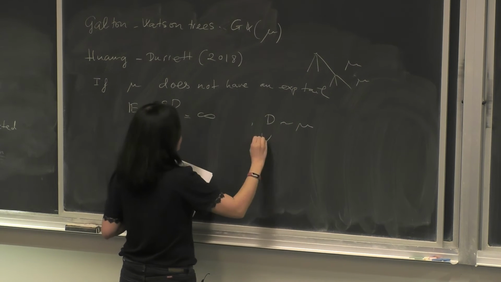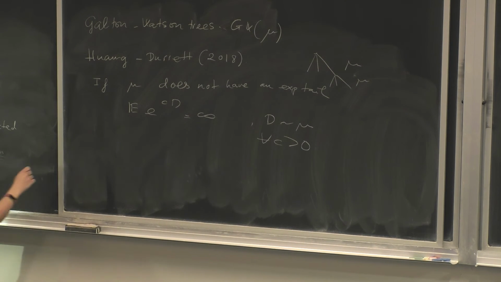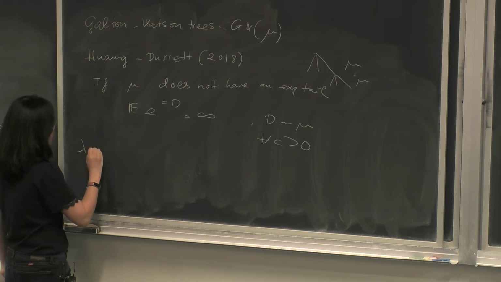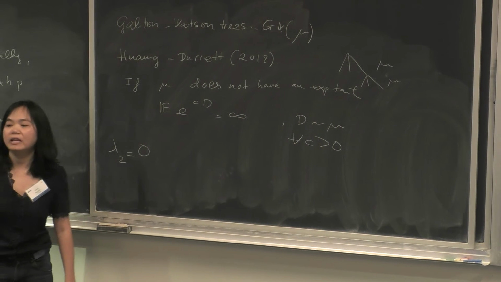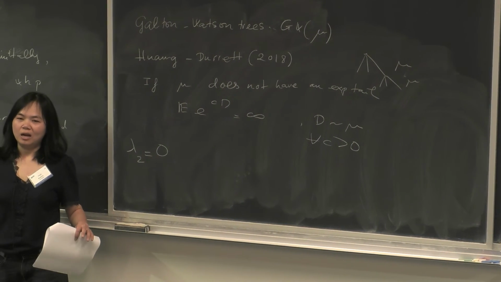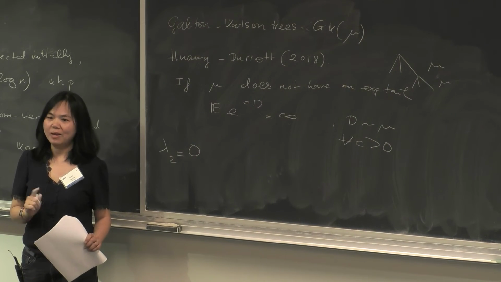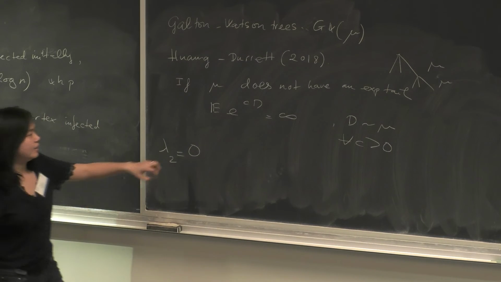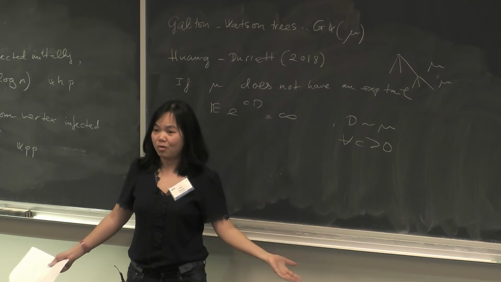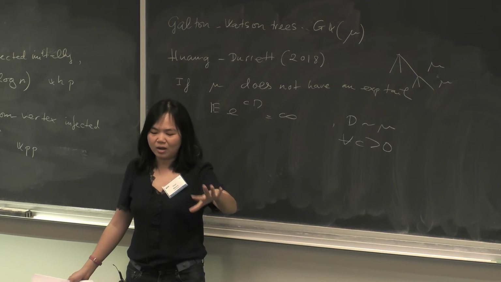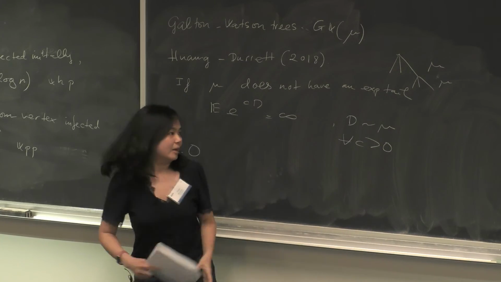And if this is infinity for every c greater than 0, we say that it does not have an exponential tail. In that case, lambda 2 is 0, meaning no matter how small you make the infection rate, the process survives for a long time, and the root keeps being infected infinitely many times. And the reason is that when mu does not have an exponential tail, for instance when mu is a power law, that allows a lot of high degree vertices. And these high degree vertices keep the process alive for a very long time.